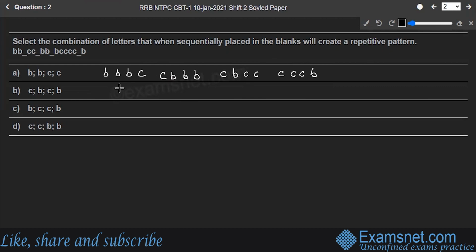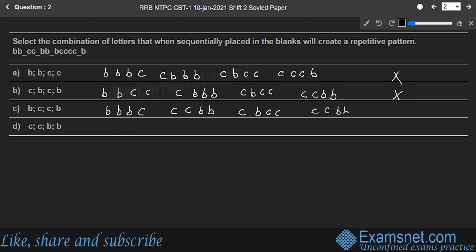Let's go with the second one. B, B, C, C, C, B, B, B, C, B, C, C, or C, C, B, B. Again, I can't find any pattern in both the cases. Third one, B, B, B, C, C, C, B, B, C, B, C, C, or C, C, B, B. No pattern here also. Let's go with the next one.